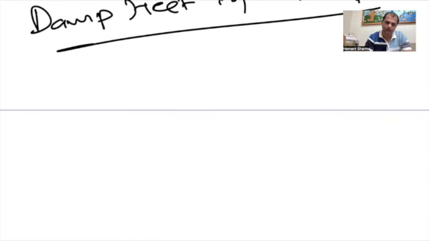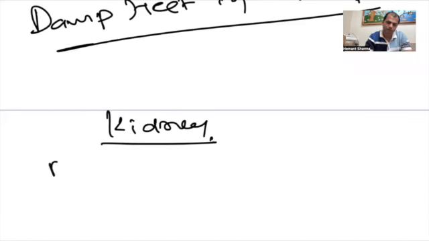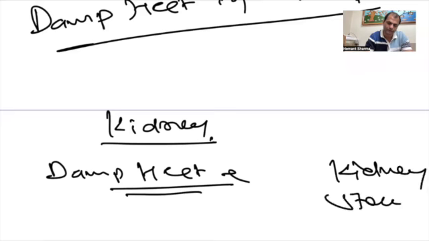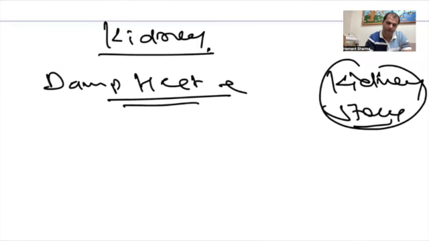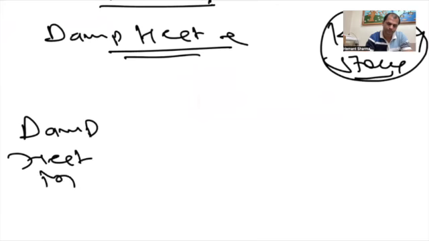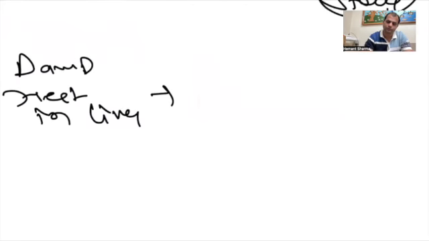Now we talk about the kidney. अगर हम kidney की बात करें, if there is damp heat in the kidney, it will make kidney stone, right? We already discussed. It will be painful. If the person is having damp heat in the liver, then the person will be suffering with jaundice.